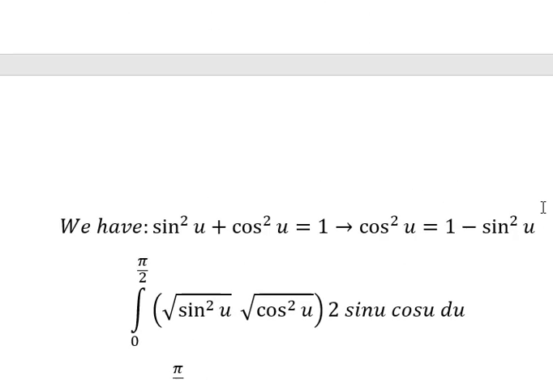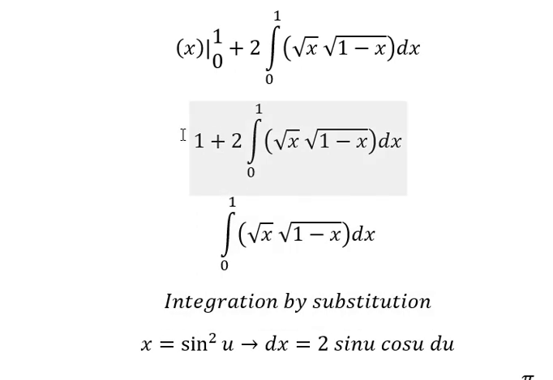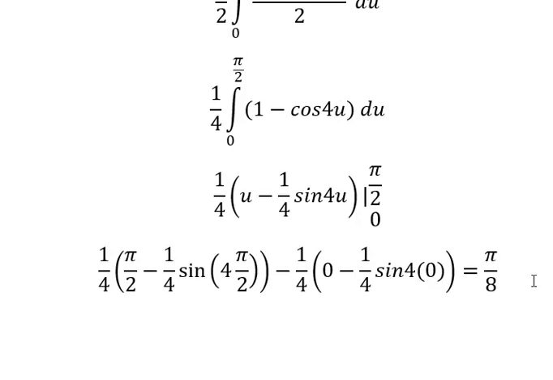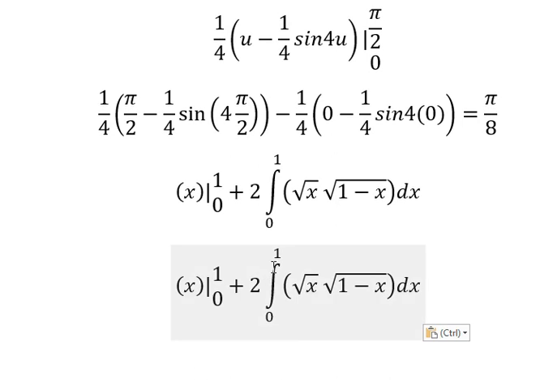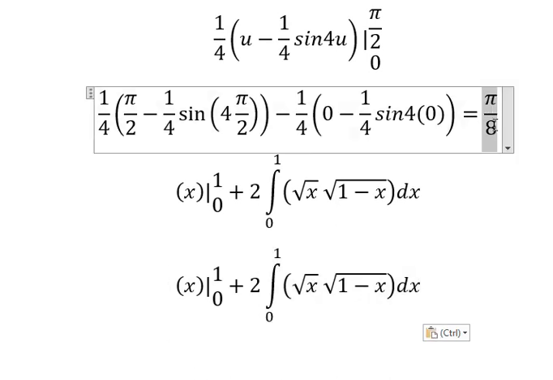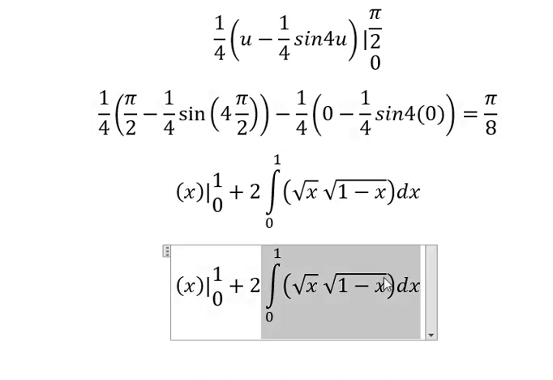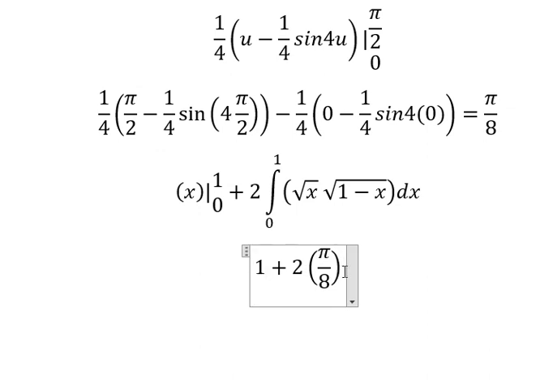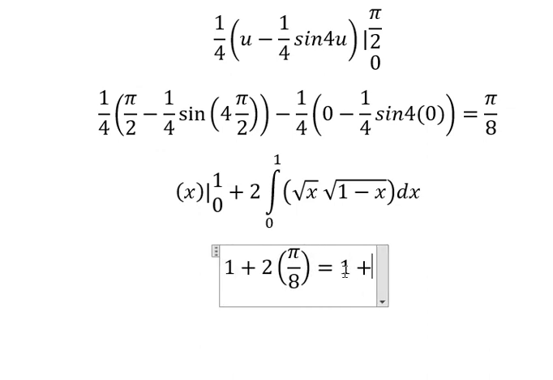Now we need to return back in here. The integration of this one is b over 8. This one we have number 1. So we simplify like this.